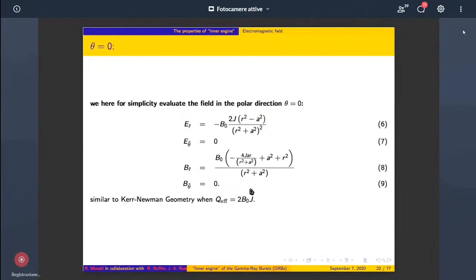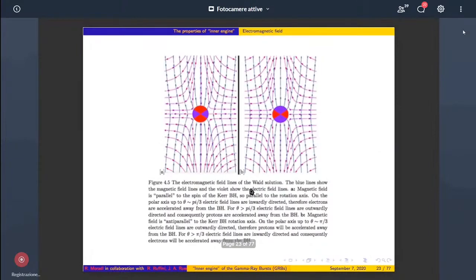For simplicity, we use around theta equal to zero, and we show that if we consider Q effective equal to B zero J, it is like the Kerr-Newman metric. So later on, we can use the Kerr-Newman metric instead of this whole Wald solution to facilitate our calculation. And this is the configuration of the electromagnetic field around the black hole.